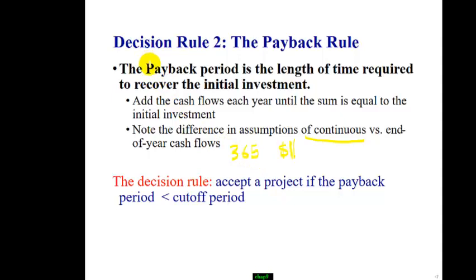So how do we apply the decision rule once we figure out the payback period? For example, it may require 2 years or 3 years or 4 years to recover your initial investment. So we need to compare it to a pre-specified cutoff period decided by the company. Each company may pick a different one. If your payback period is less than the cutoff period, it means you recover earlier than the required period. So you're good, and you're going to accept the project.